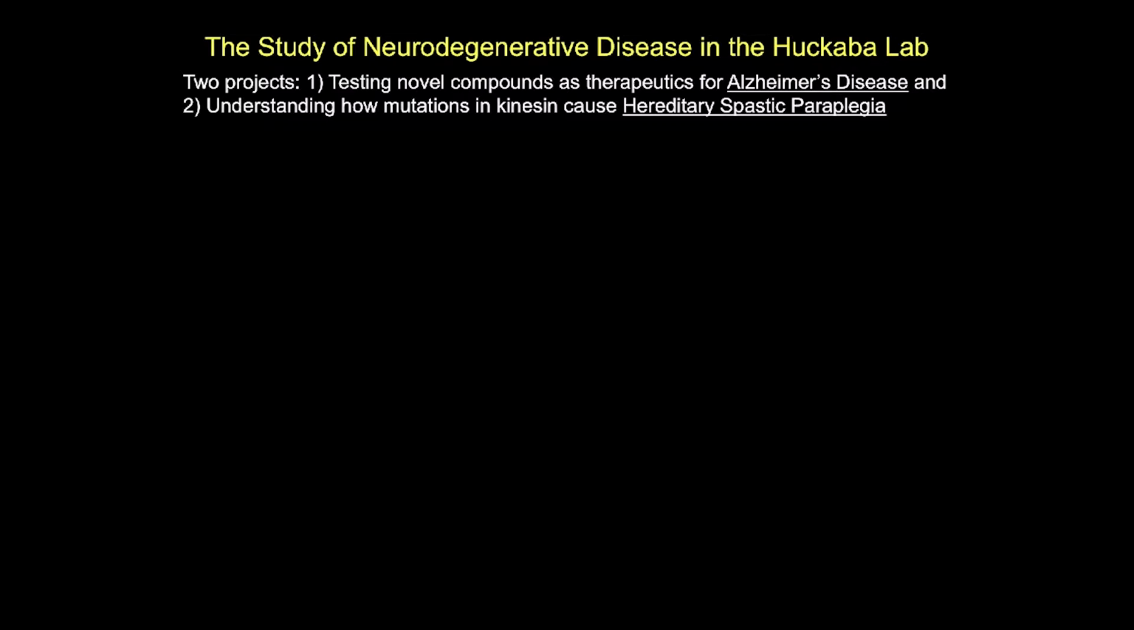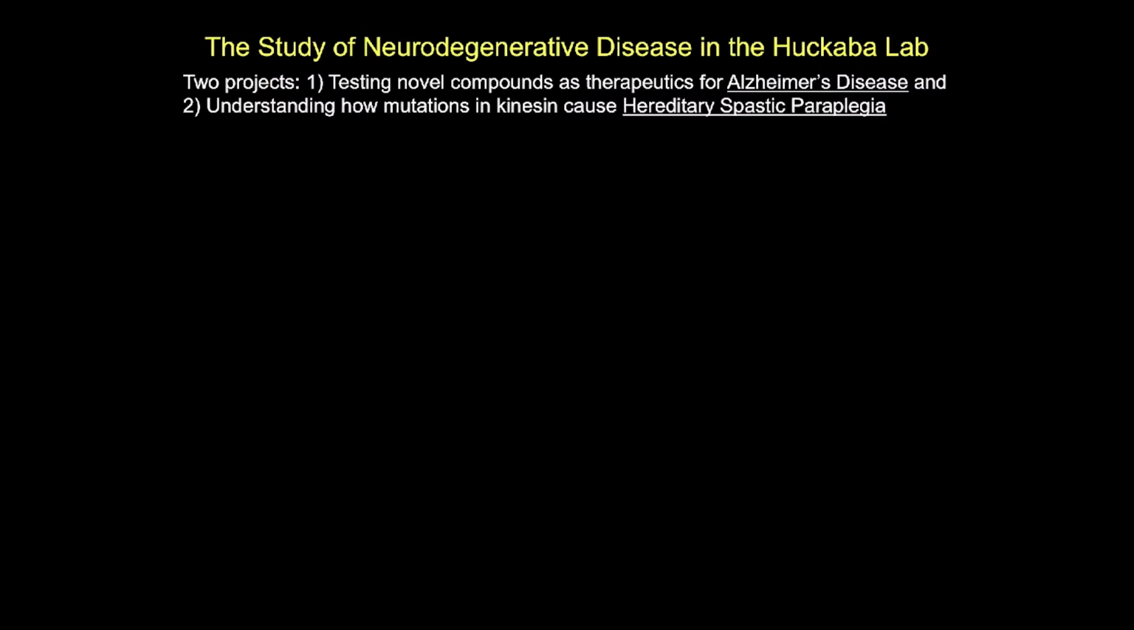We're working with Dr. Sridhar in the chemistry department. Her laboratory is generating some novel compounds that are potential therapeutics for Alzheimer's, and my laboratory is doing the biological testing to see how effective they are. The second disease we're interested in is called hereditary spastic paraplegia. That's maybe one that you haven't heard of before, but we're trying to understand how mutations in a protein called kinesin ultimately lead to this disease.